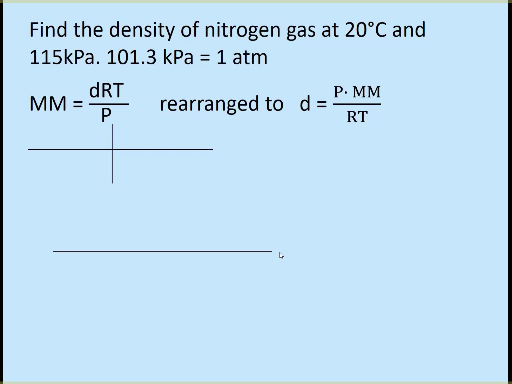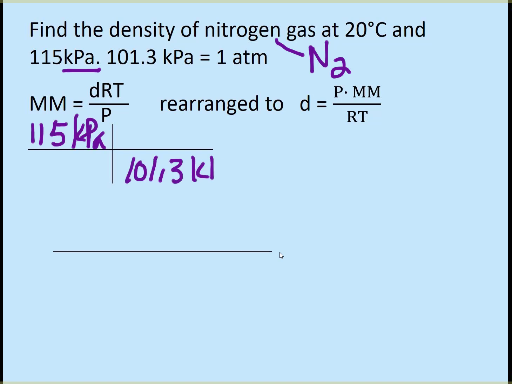Let's look at this problem that has density in it. Find the density of nitrogen gas, and remember, this is one of those diatomic elements, so the formula is N2. So the density of nitrogen gas at 20 degrees Celsius and 115 kilopascals. Kilopascals is not a pressure unit you would see on the AP test, but we do use it in the lab, so I do want you to become familiar with this. The conversion is 101.3 kilopascals is equal to 1 atmosphere. So let's go ahead and do that conversion.